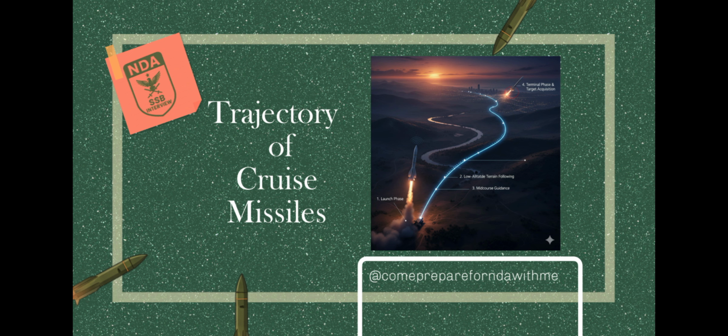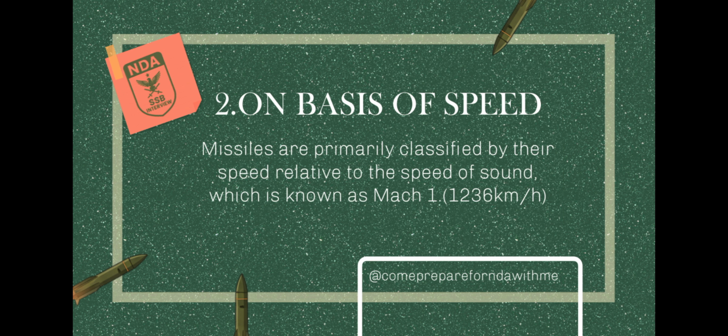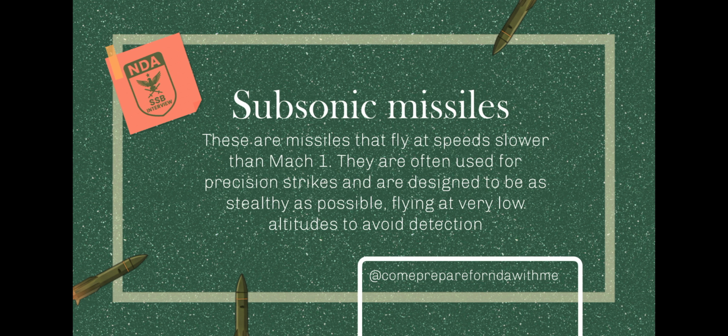Next, in this picture also you can see the trajectory of the cruise missile. So it is relatively very low altitude if we compare it with the ballistic missiles. Now, the second classification is on the basis of speed. Missiles are primarily classified by their speed relative to the speed of sound, which is known as 1 Mach. So the speed of sound is somewhere around 1236 km per hour, and this speed is known as 1 Mach.